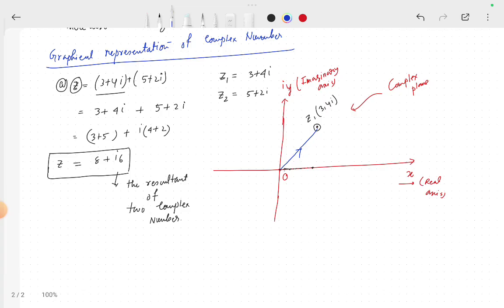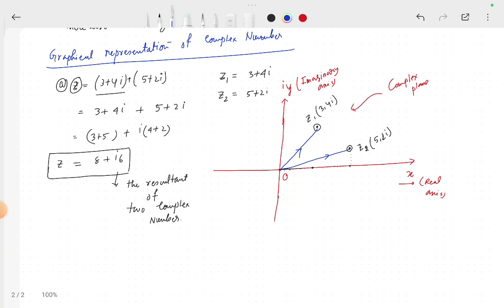Another representation is 5 plus 2i. In the real axis that is 5, and in the imaginary side we go 2 scale, 2i. So this is the point Z2, and it is 5, 2i. These are the two complex numbers' graphical representations in a complex plane.